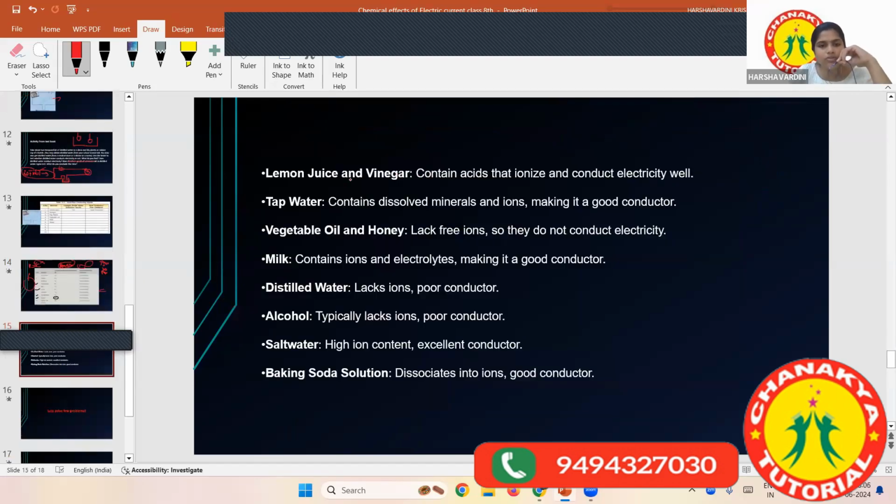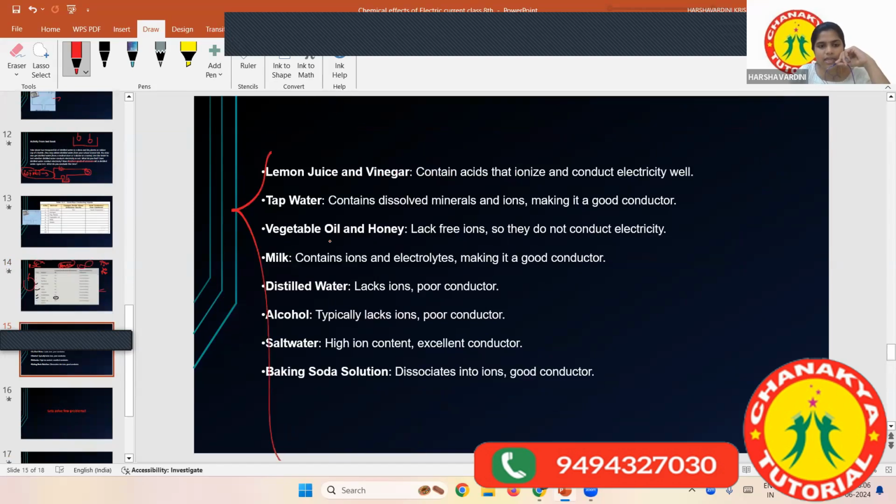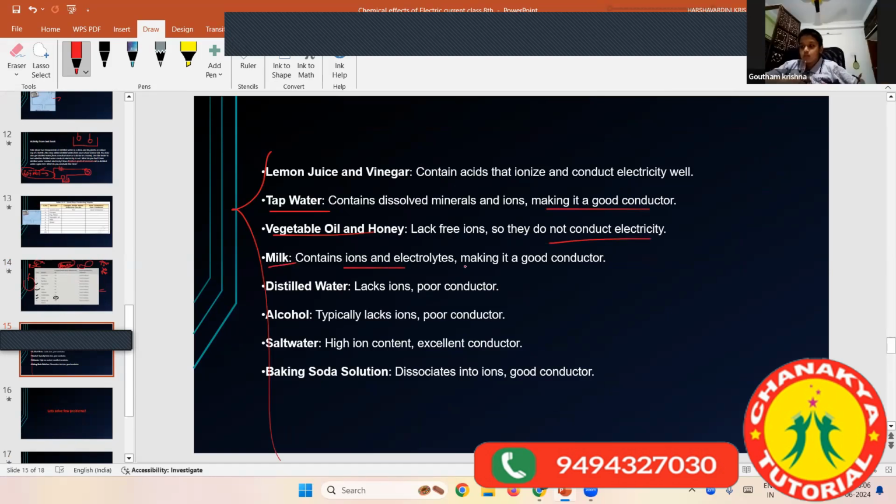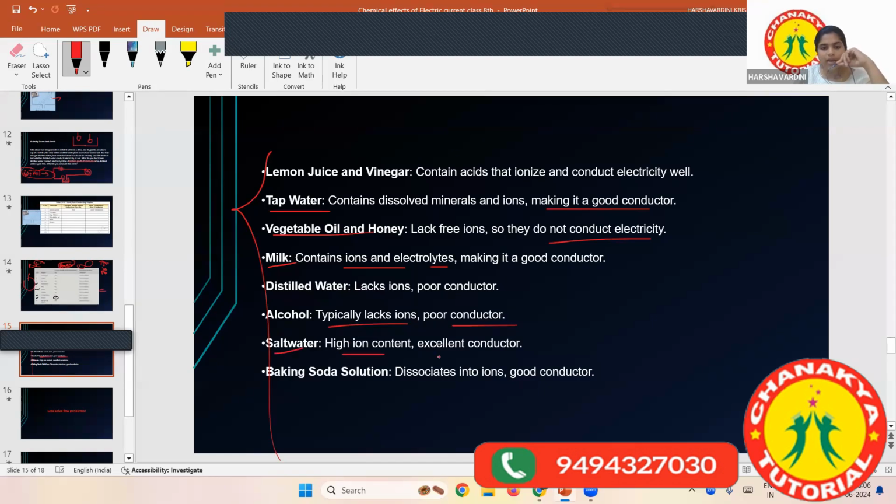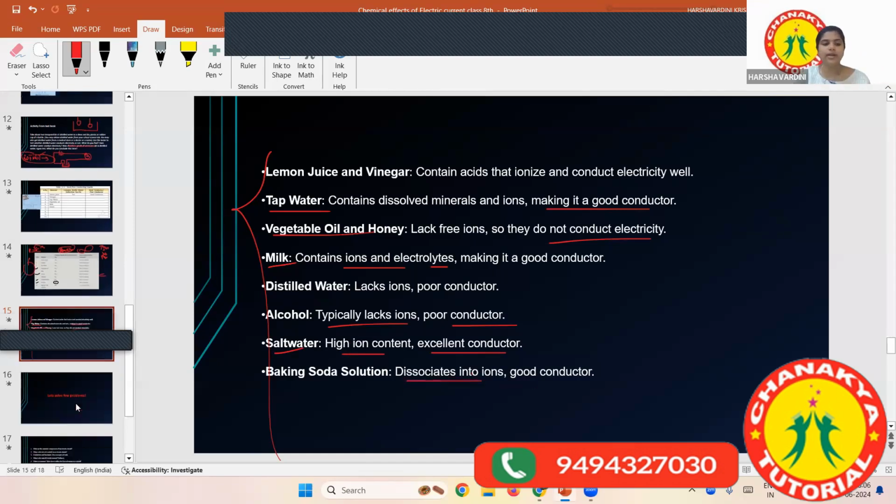So see here, lemon juice and vinegar contain acid. This is the explanation actually. Lemon juice and vinegar contain acid that ionizes and conducts electricity well. Tap water contains dissolved minerals and ions, making it a good conductor. Vegetable oil lacks free ions, so it does not conduct electricity. Milk contains ions and electrolytes, so it's a good conductor. Distilled water, we know that already, typically lacks ions, poor conductor. Salt water, high ion content, excellent conductor. Baking soda dissociates into ions, a good conductor.